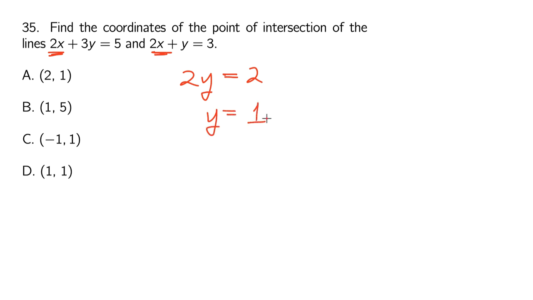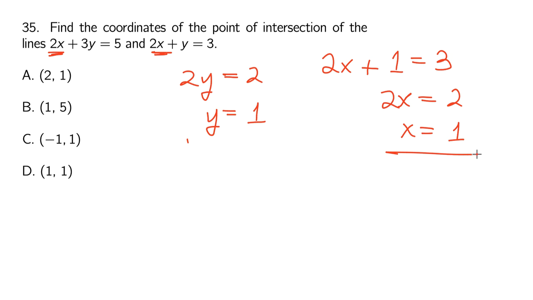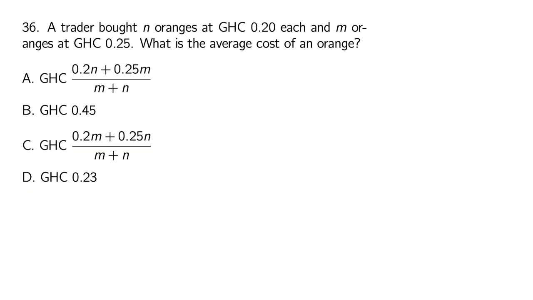We can then substitute this value, y equals 1, into one of the equations. Let's use the second one. So we have 2x plus y, which is 1, equals 3. That means that 2x equals 2. That means that x equals 1. So we have the point of intersection being the point which has x equals 1 and y equals 1. So the answer is D.